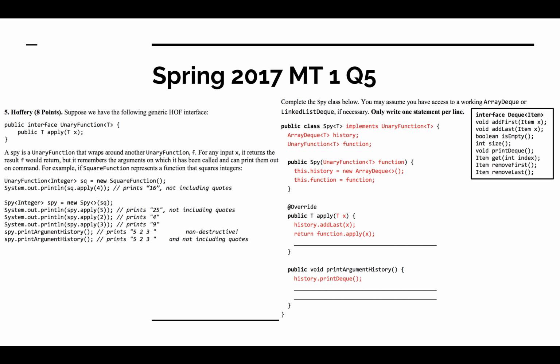Okay. Why wouldn't you just create history on the very top line? Or why wouldn't you create the array history there? And why would you create it in the constructor? I think it's fine if you created it there as well. Yeah. Okay.